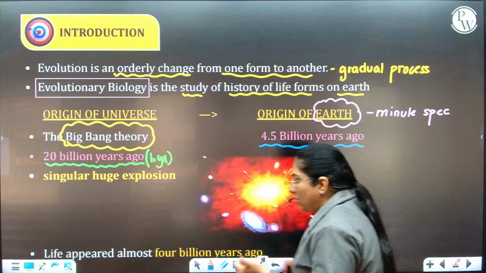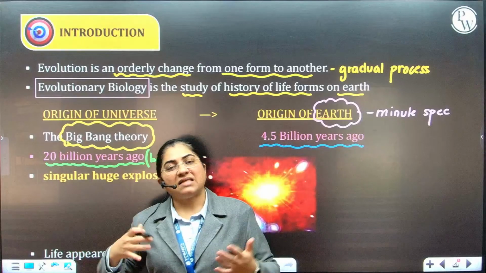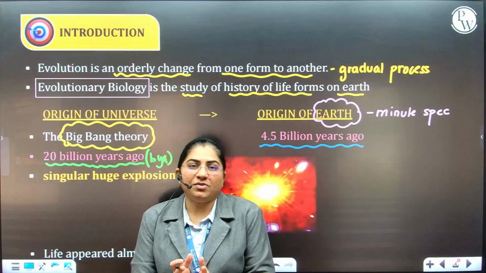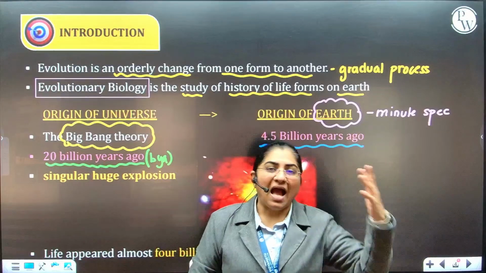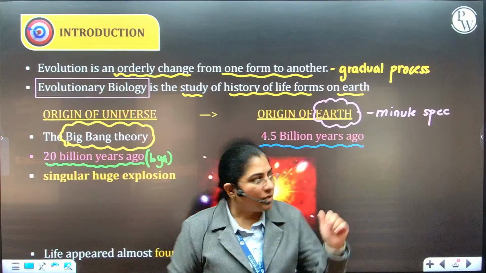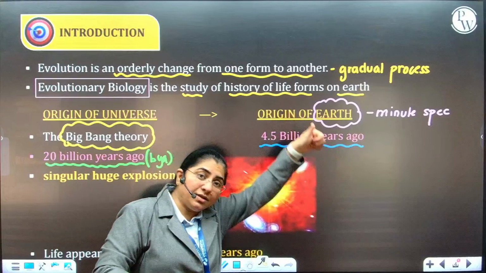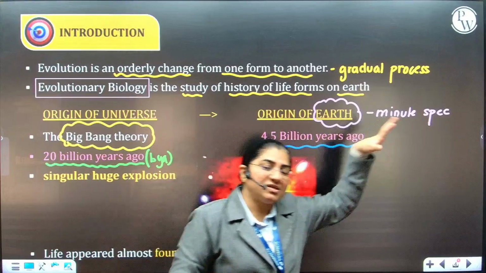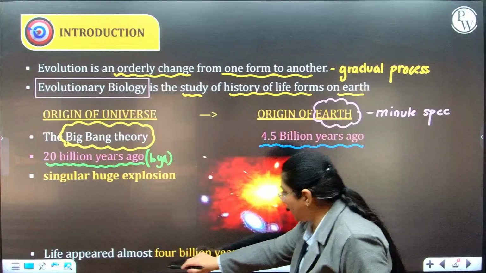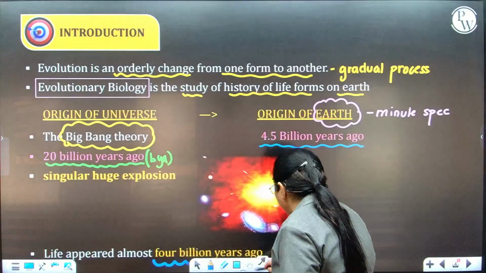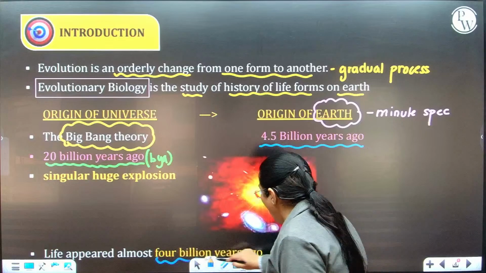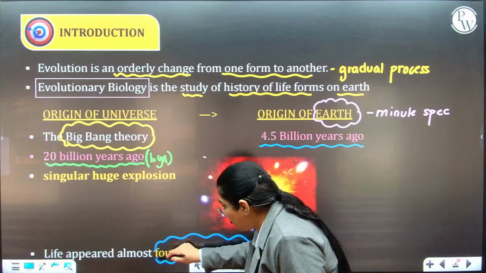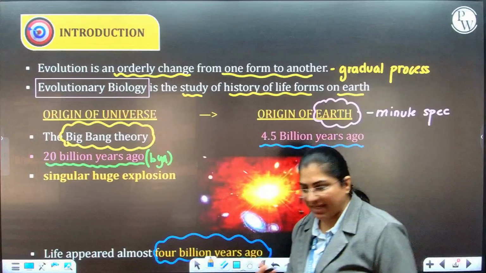Okay. Now, when did life come into existence? As compared to the Earth, life came into existence approximately 500 million years after the origin of Earth. So Earth was 4.5 billion years ago. 500 million years after is approximately 4 billion years ago. This was the time when our life came into existence, okay?